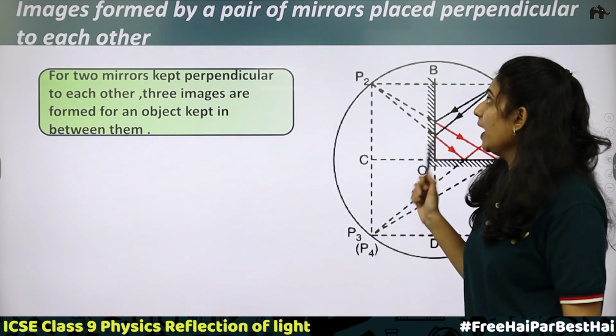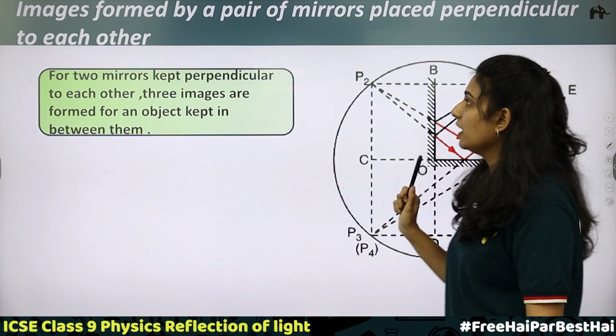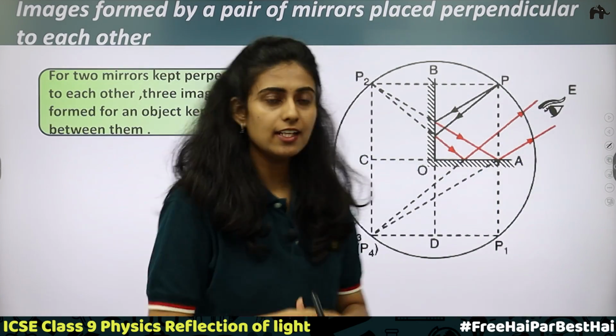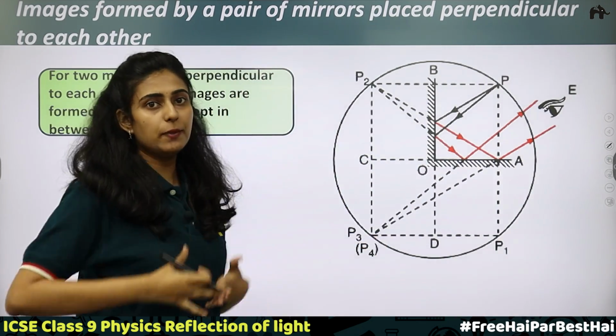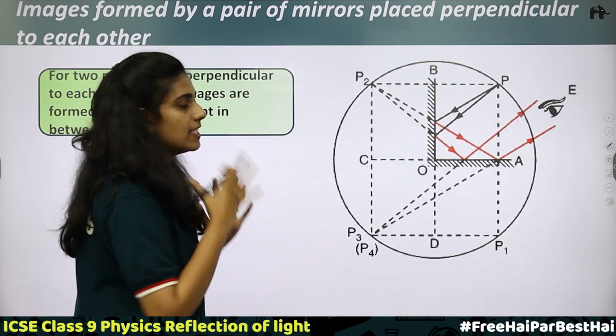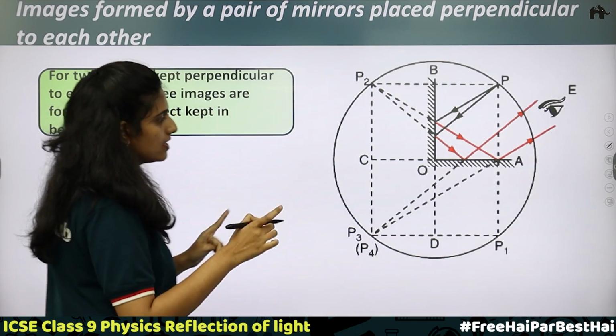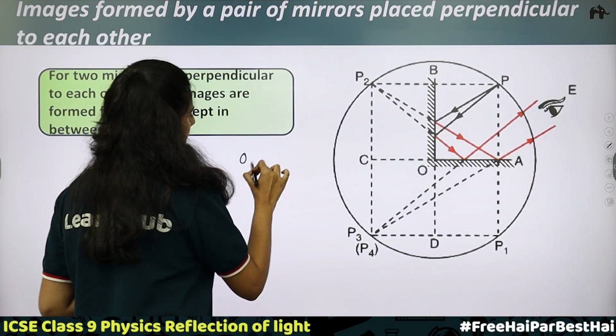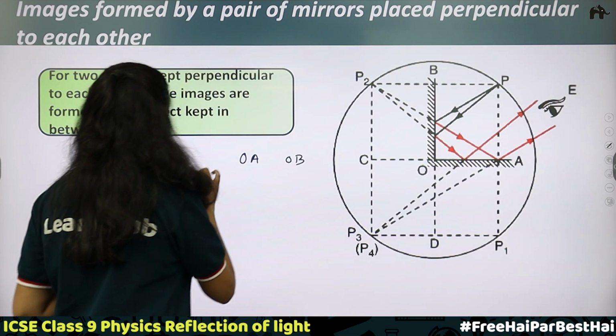Images found by a pair of mirrors placed perpendicular to each other. We have discussed the case of the candle. In case of the candle, when the mirrors are kept perpendicular, the angle is 90 degrees and 3 images are obtained. Let's see what is happening in this case. Here we are considering two mirrors, OA and OB.